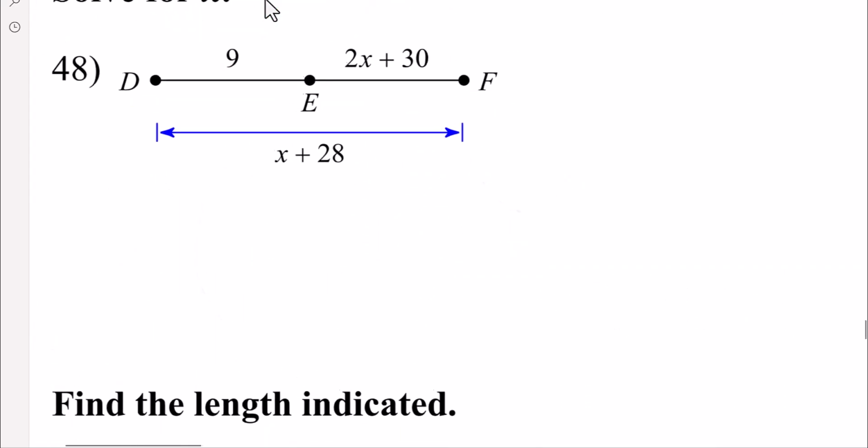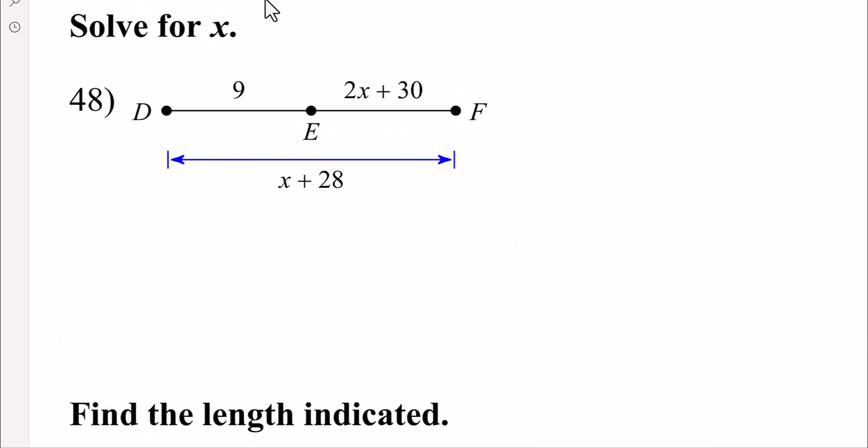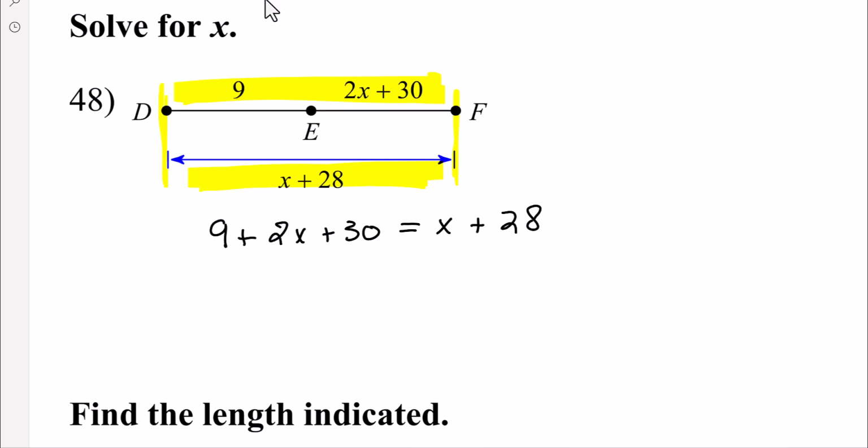All right, now let's go ahead and work on segments. So notice the markings. These markings right here mean that those two segments are the same length. So what that means is these two things added together equals this measure. So we can go ahead and write that. 9 plus 2x plus 30 is the same length as x plus 28. So we can add the 9 and the 30 together. So we have 2x plus 39 is equal to x plus 28.